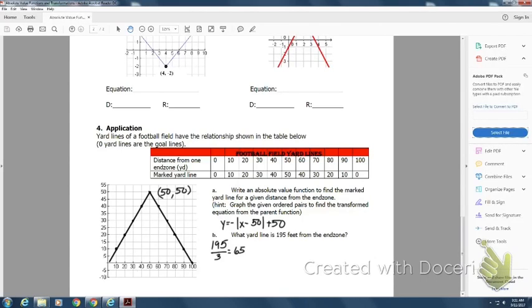There's a couple ways you could do this. You could use the graph. One of the 35 yard lines is 65 yards from it. Or I could plug 65 in for X or for Y. Is the marked yard line the X or the Y? The Y value. Okay, so I will put 65 in for Y.